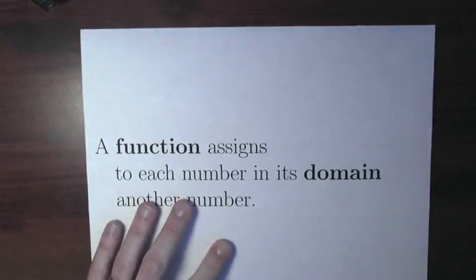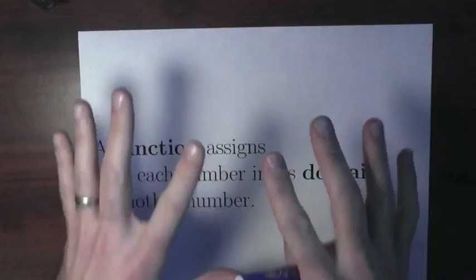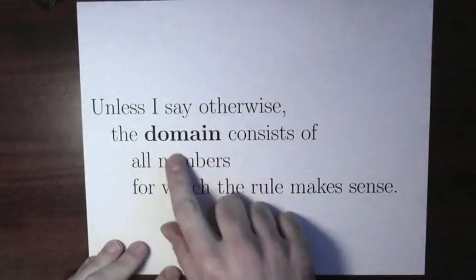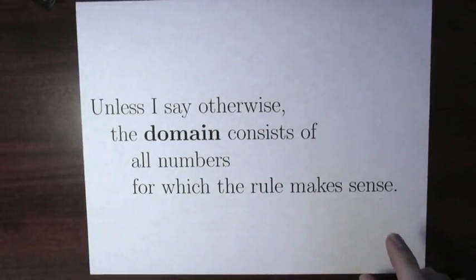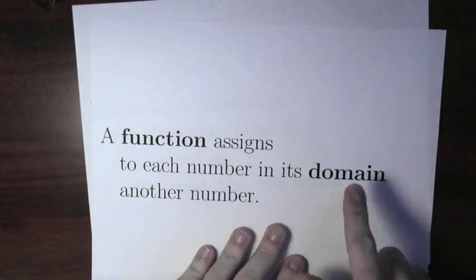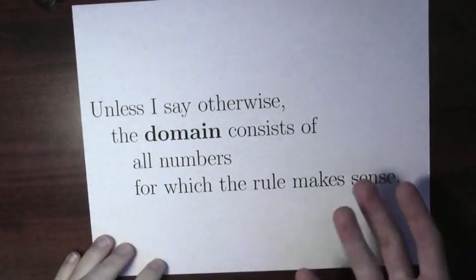So a function assigns to each number in its domain another number. One way to do that is with a rule. Of course, this definition of function involves another word, domain. What is a domain? Unless I say otherwise, the domain consists of all numbers for which the rule makes sense. A function assigns to each number in its domain another number, and the domain is just the numbers that I can plug in.